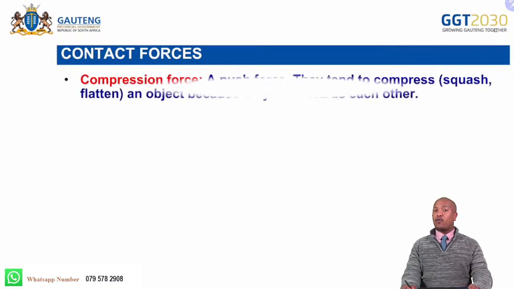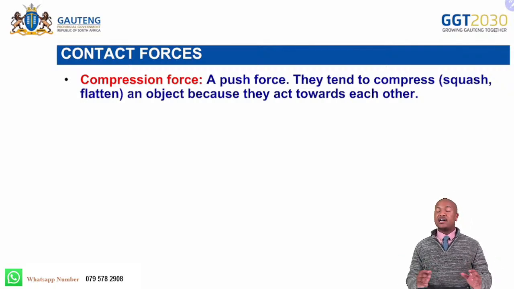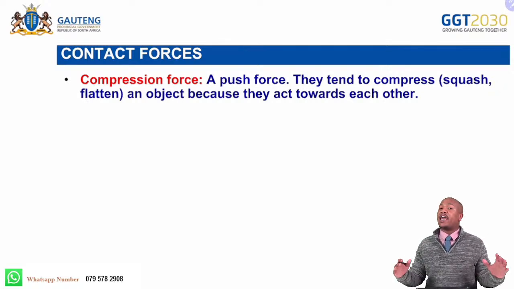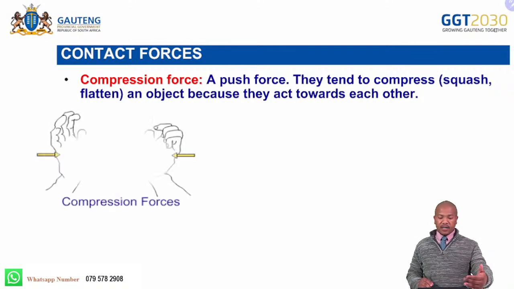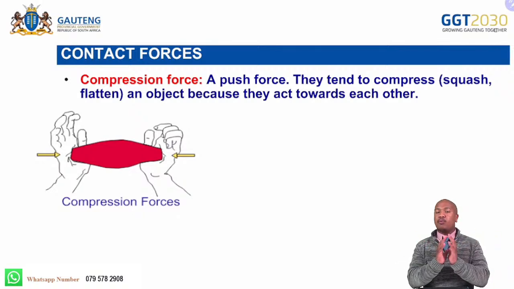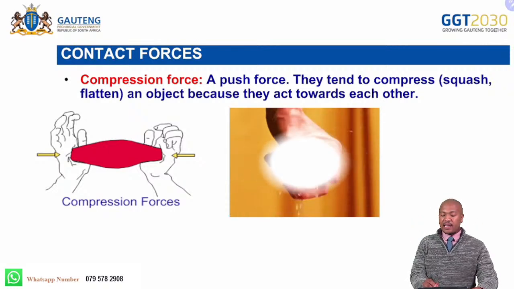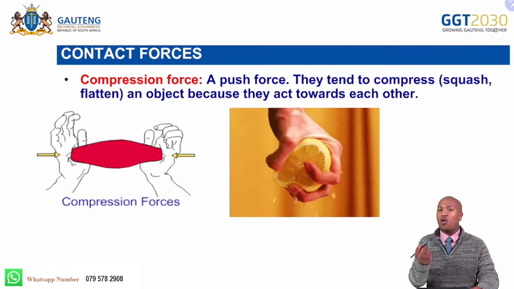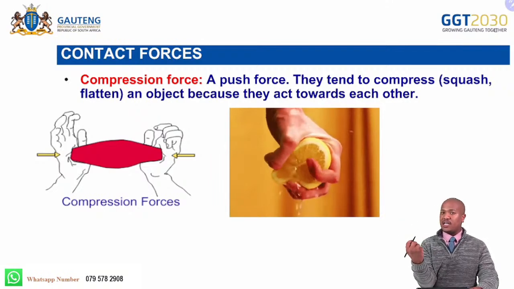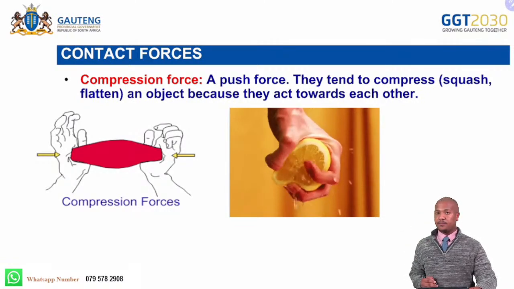The second type of contact force then is compression force. Compression force is a push force, right? This one tends to compress, squash, or flatten an object because now the forces act towards each other. Now, look at this. This person is trying to compress this object, to push and act towards the two surfaces. The same example as when you are trying to squeeze the juice out of your orange. You are compressing it, squashing it, or flattening it. You are applying compression force to the orange.